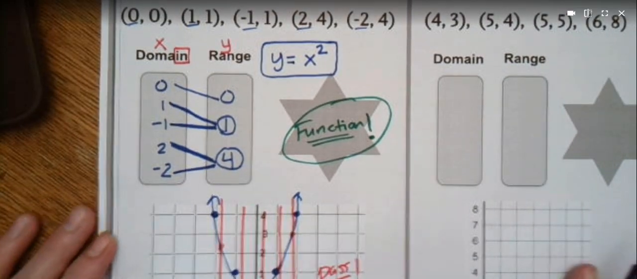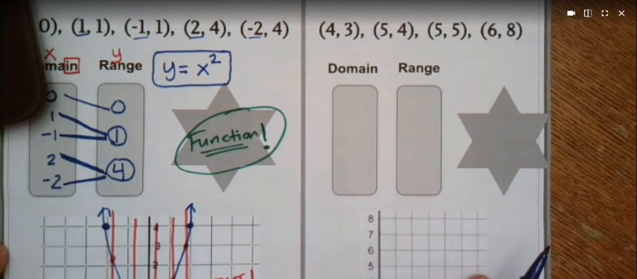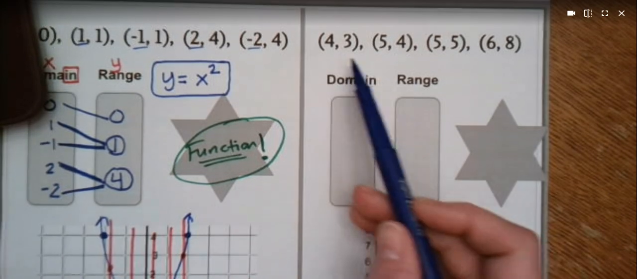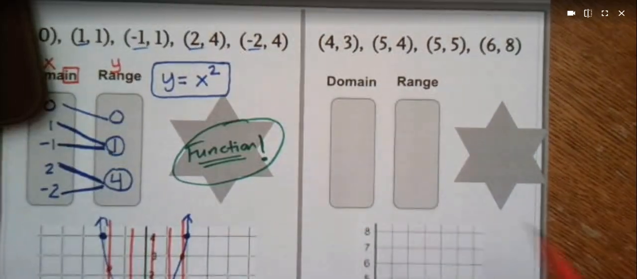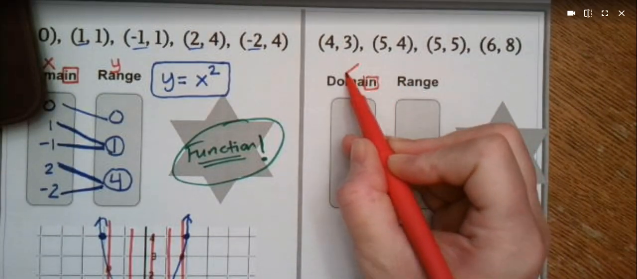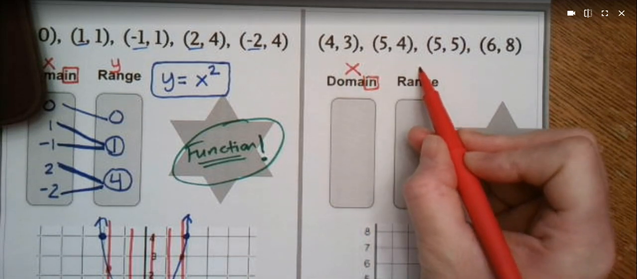Because it's a function. Let's go over here and let's take a look at this relation. So this set of ordered pairs. Again, you're going to see those words domain, which is the x, your input, and range is your y value.